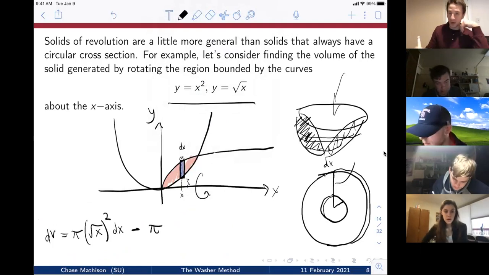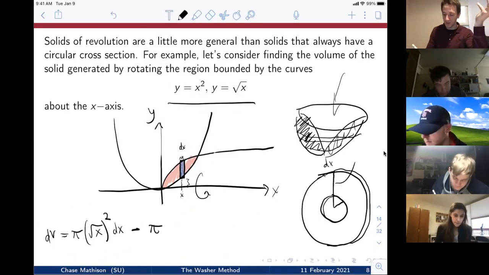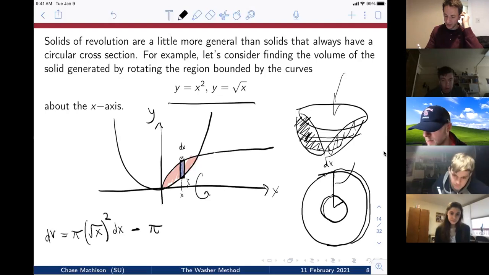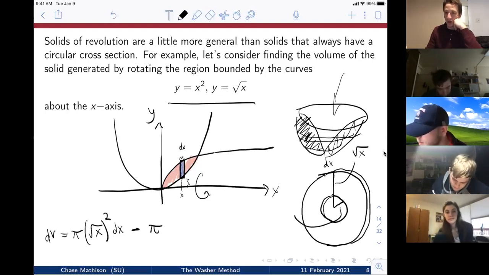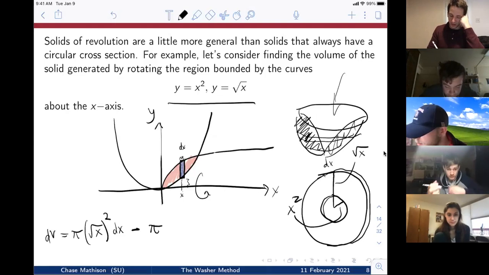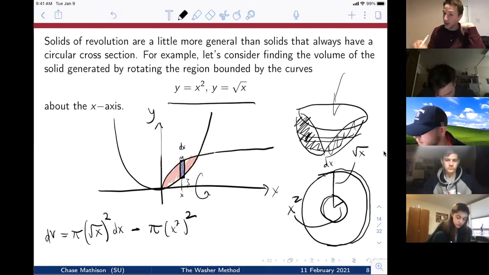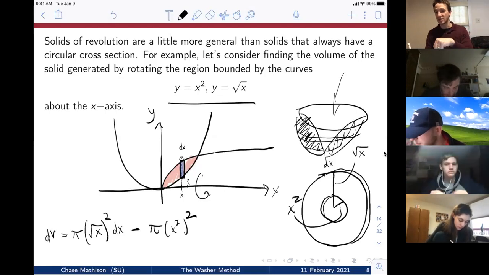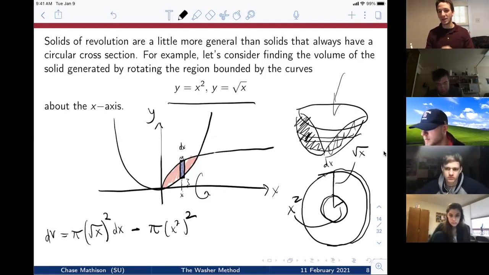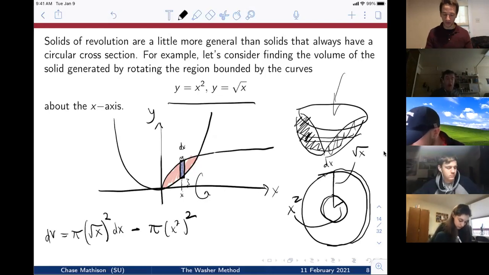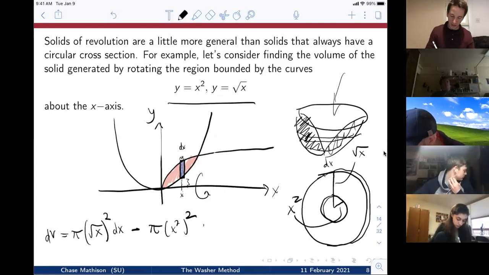So again, that's going to be pi times the radius of the smaller disk. The radius of the larger disk was the square root of x. What's the radius of the smaller disk? x squared. Exactly right. So I'm going to take minus pi times x squared, and then I square that because the radius is x squared. I want the volume, which involves the area of that circle. So pi x squared squared dx.